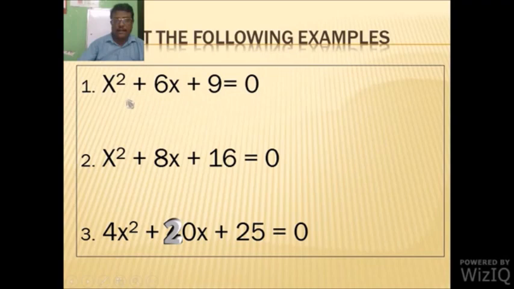1. x squared plus 6x plus 9 equals 0. Second, x squared plus 8x plus 16 equals 0. Third example, 4x squared plus 40x plus 25 equals 0.